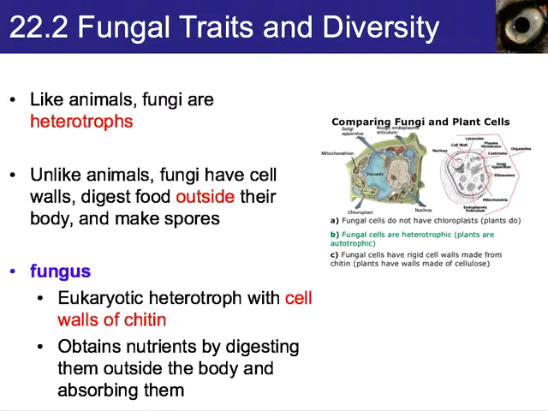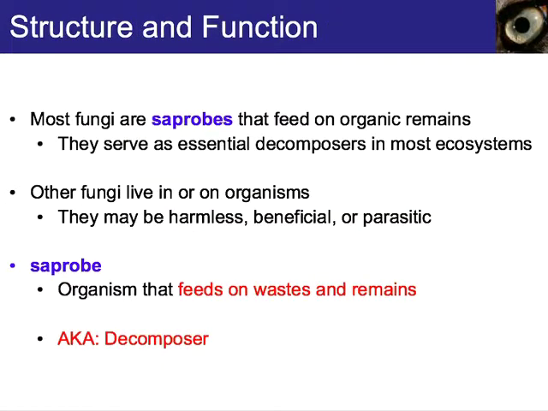Unlike animals, fungi have cell walls and digest food outside of their bodies. And they also make spores. So fungi are eukaryotic heterotrophs with cell walls made of something called chitin, and they obtain their nutrients by digesting them outside of the body and absorbing them. That's why you find fungus on food that is rotting or on carcasses that are rotting. Most fungi are saprobes. That means that they feed on organic remains and they serve as essential decomposers in most ecosystems. Mushrooms and molds and yeast are decomposers.